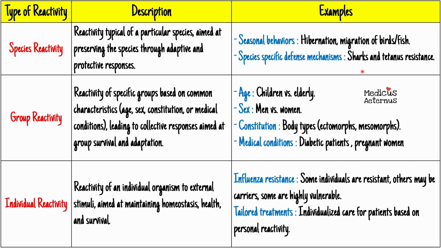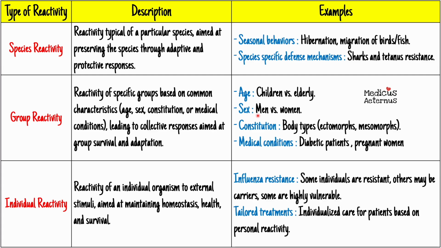The group reactivity is the reactivity of specific groups based on common characteristics such as age, sex, constitution, or any medical conditions that lead to collective responses aimed at group survival and adaptation. For example, in different age groups or genders, we can see different risk factors in one group while the other seems to be more resistant. Some diseases affect children more than elderly people and vice versa.